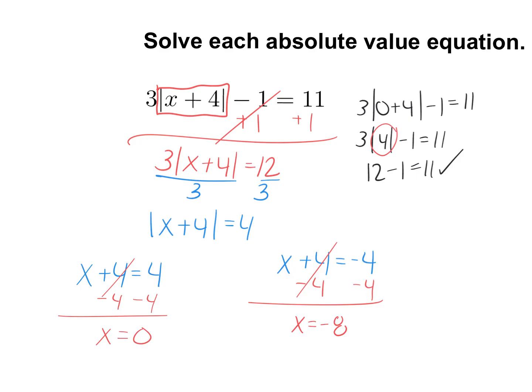Now if I want to go ahead and check my other one, I have 3 times the absolute value of negative 8 plus 4 minus 1. Negative 8 plus 4 is negative 4.